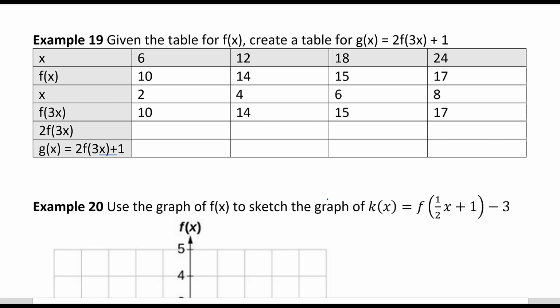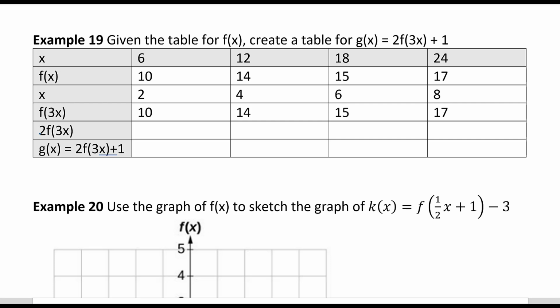Okay, so let's look at this next one. We have f of x, so x and f of x, then we have x and then f of 3x. So kind of building this up. So we're looking at g of x equals 2 times f of 3x plus 1. And so because of the 3 times 2 is 6, 3 times 4 is 12, 3 times 6 is 18, 3 times 8 is 24. So that means this row here would have the same output as the f of x row. But if we're graphing this, we'd be graphing it at 2, 4, 6, 8 instead of 6, 12, 18, 24.